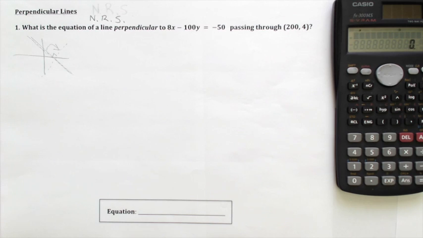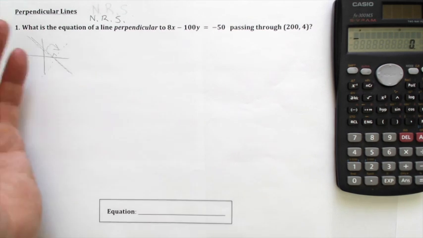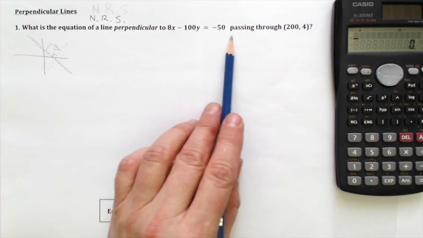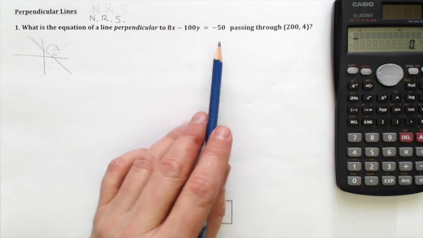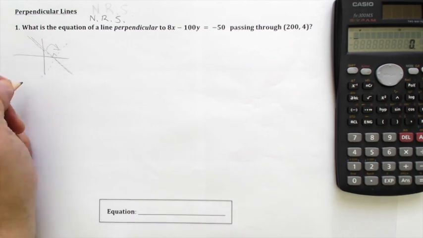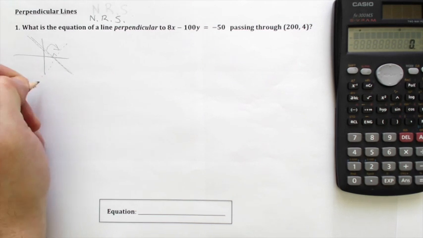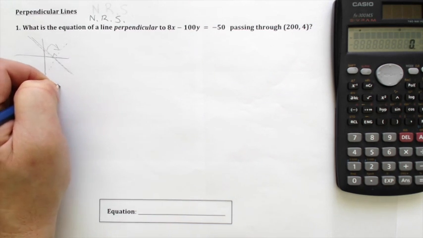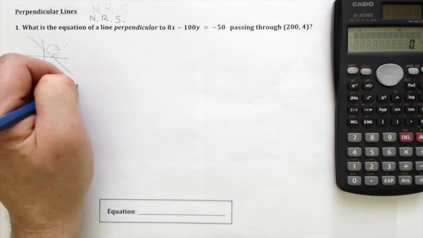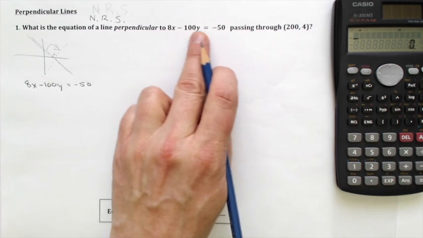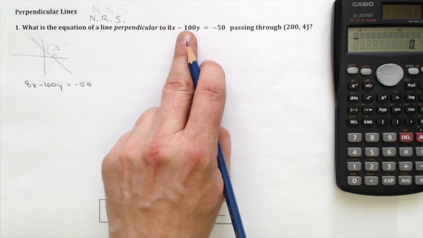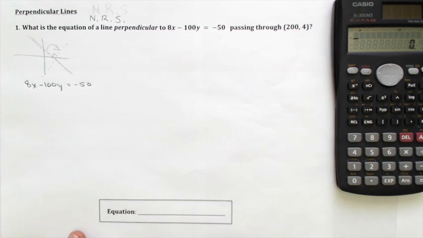So we're going to work the equation, but before we do anything, once again, we're sitting here with an equation that's not currently in y is equal to ax plus b, so we'll do that first. I'll write down the equation. 8x minus 100y is equal to negative 50. So there's our starting equation, and this is the one that's going to be perpendicular to the one that we're trying to find, which will pass through that point over there.